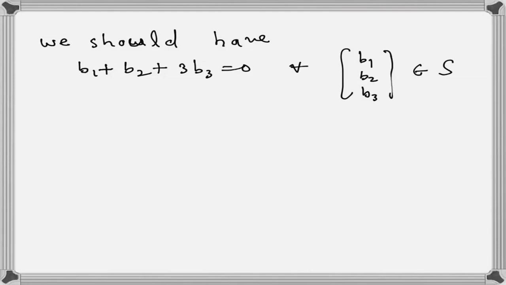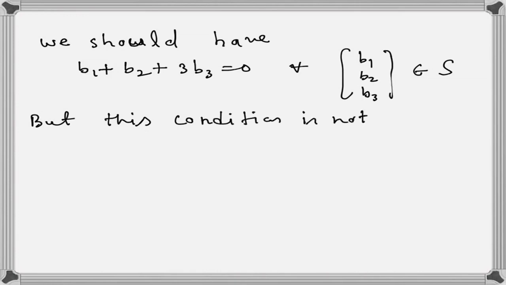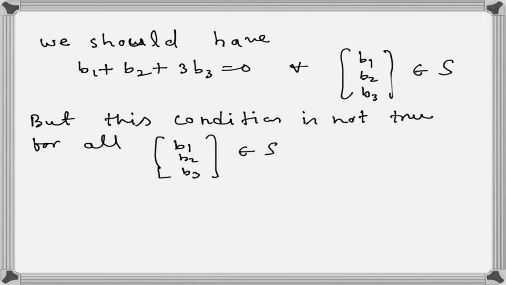But this condition does not hold. It's not true for all b1, b2, b3 belonging to S, because for example (6, 1, 1) belongs to S, because to be in S we should have that 13b3 is equal to b1 plus 7b2. So this is true, right?